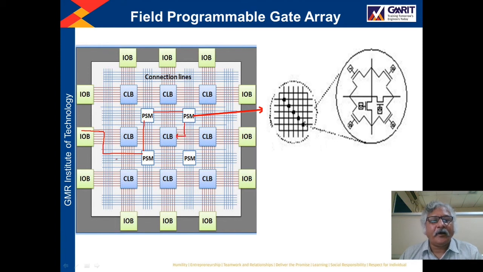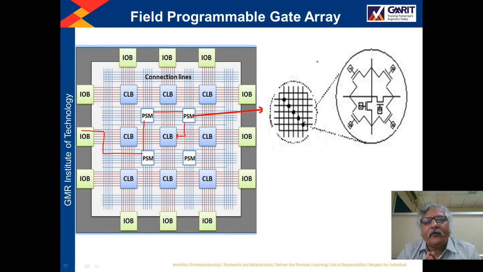So in this way we can route our signal, and for routing purpose MOSFETs which are there at the junction will be turned on or turned off with the help of some binary value which is downloaded in SRAM cell. So this field programmable gate array is, as the name suggests, field programmable.